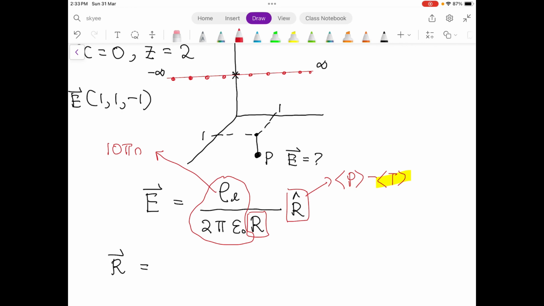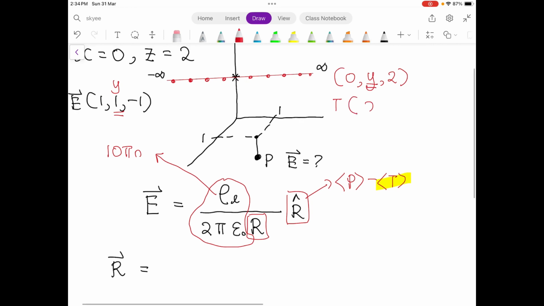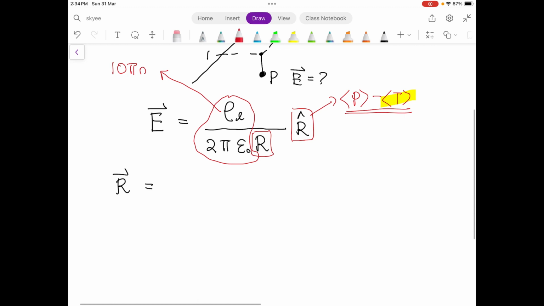For this line, we know x is 0 because it's mentioned by the question, the y you have no idea, and z equals 2. So you need to find the value of y. For that, you refer to the y value of your observation point, which is 1. In other words, the coordinate of your point T will be (0, 1, 2).